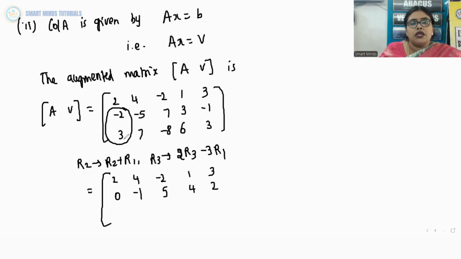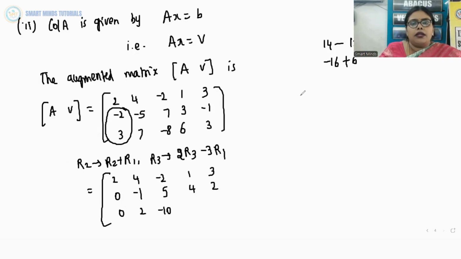Now, how we are changing R3? Multiply third row with 2 and first row with 3 and then subtract them. So 3 2s are 6, 6 minus 6, 0. Then 7 into 2 is 14 minus 3 into 4 is 12. 14 minus 12 is 2. And then minus 8 into 2 is minus 16 minus 2 into 3 is minus 6. So plus 6. That is minus 10.